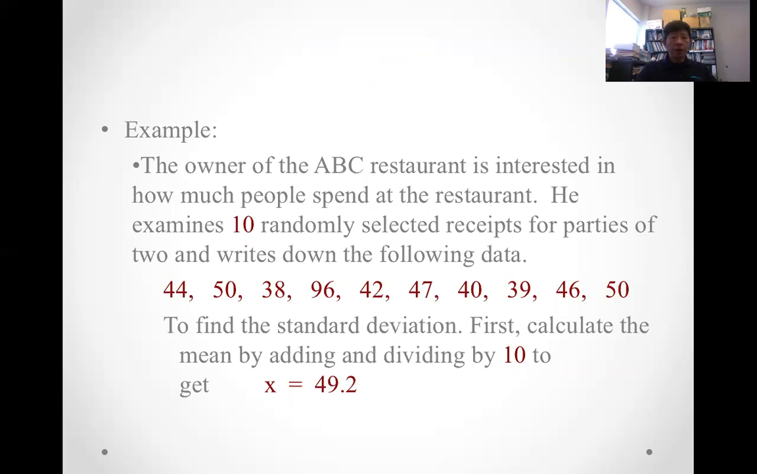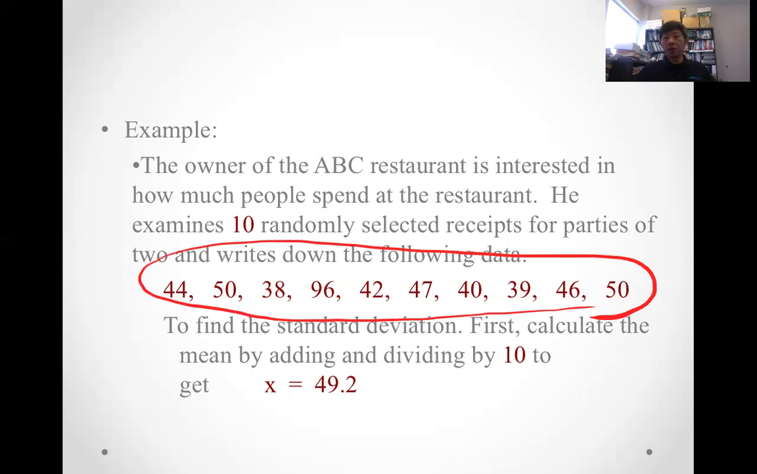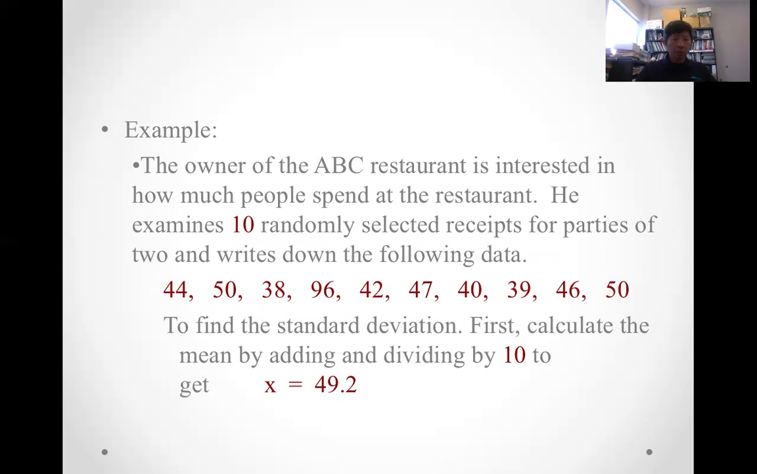The owner of an ABC restaurant is interested in how much people spend at the restaurant. He examines 10 randomly selected receipts of parties of 2 and writes down the following data. So this is the data, and how do we find the standard deviation for this? First of all, we have to find the mean.